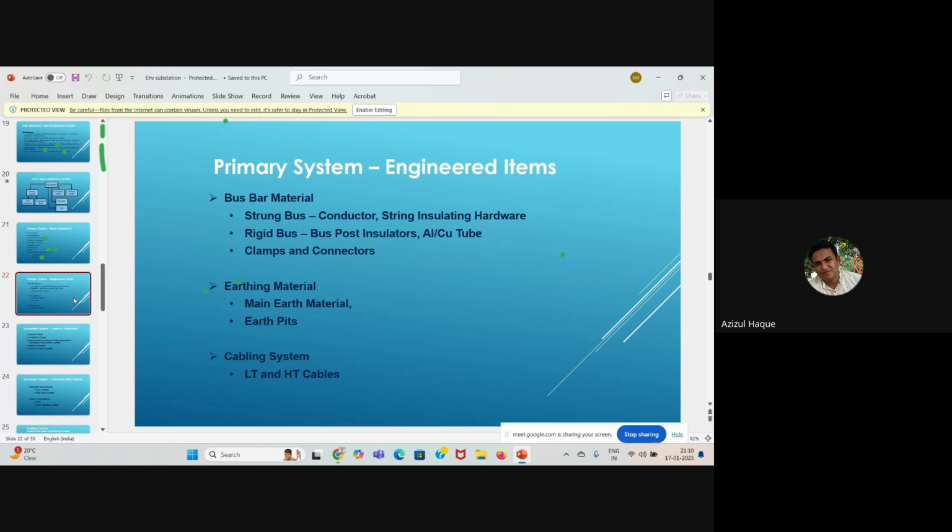You know that a mesh is created across the entire substation area. That mesh is created through MS rod, mild steel rod. Mostly in India mild steel rod is used. Abroad they use copper strips, but here in India mostly mild steel rods are used. Again, we have to design it very carefully.